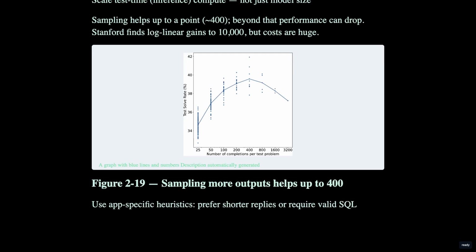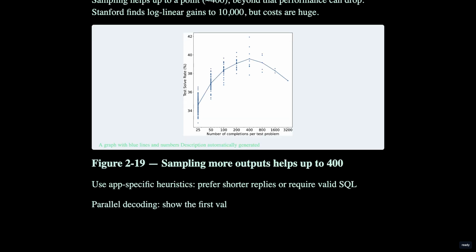Tailor your response selection rules to what the app needs. For instance, if brevity is important, choose the shortest candidate. If you generate SQL, keep sampling until you obtain a syntactically valid query. For slow queries, like chain of thought, you can use extra test time compute to reduce wait time. Run multiple completions in parallel and present the first one that finishes and passes simple validity checks, giving the user a faster response without changing the model itself.